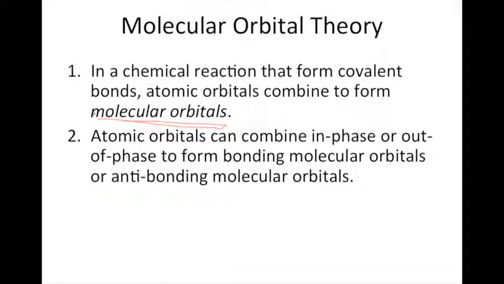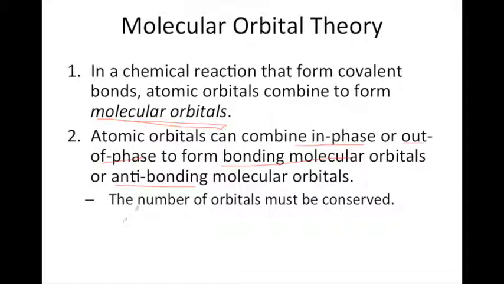Now, when the atomic orbitals combine, they can combine in phase or out of phase, because remember, orbitals or electrons have properties of waves. If they combine in phase, they form what's called a bonding molecular orbital. If they combine out of phase, they form an antibonding molecular orbital. We'll discuss what these mean in more detail in just a minute, but make some notes of these important points.